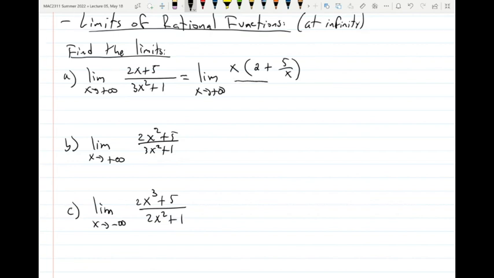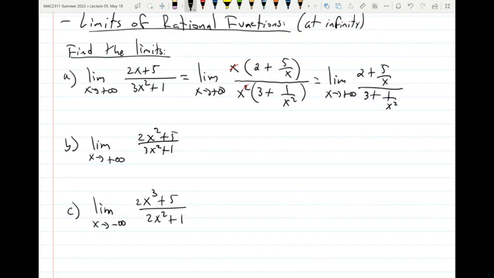I'm going to do the same thing in the bottom. I'm going to factor out the highest power, which is x squared. Who can tell me what we get in the parentheses? 3 plus 1 over x squared. Good. Why did we do that? Because now we can simplify, right? Now this x cancels with one of the x's that we have here. So we are left with 2 plus 5 over x, over 3 plus 1 over x squared, times x.